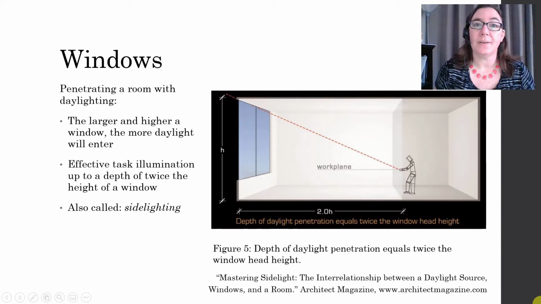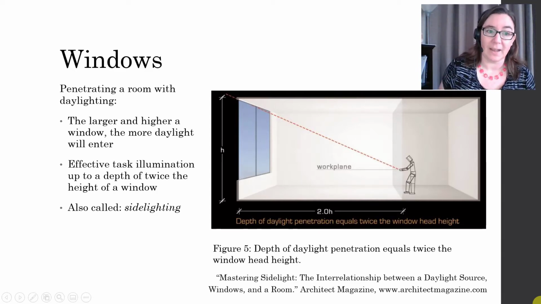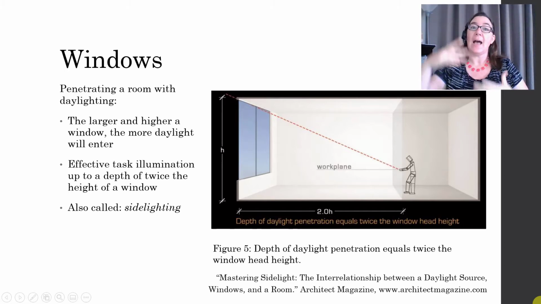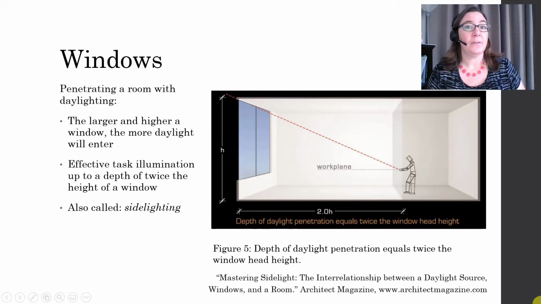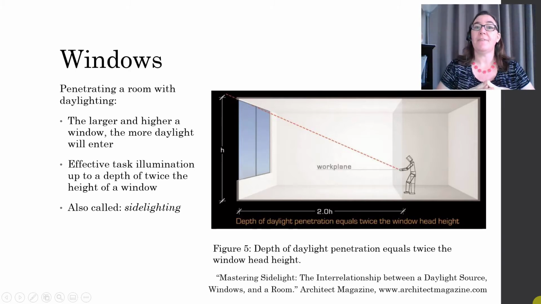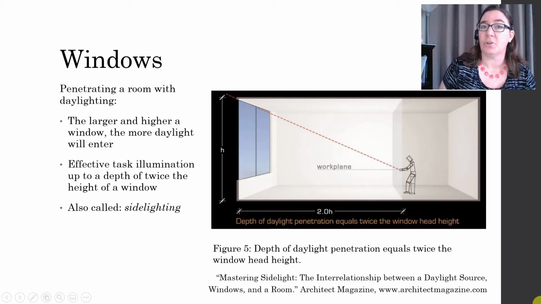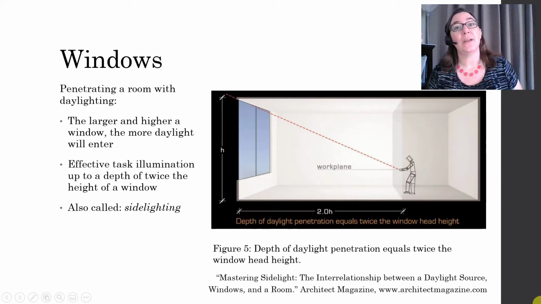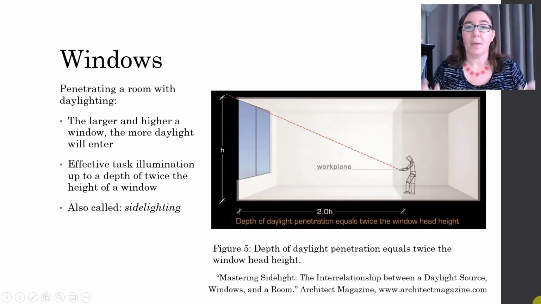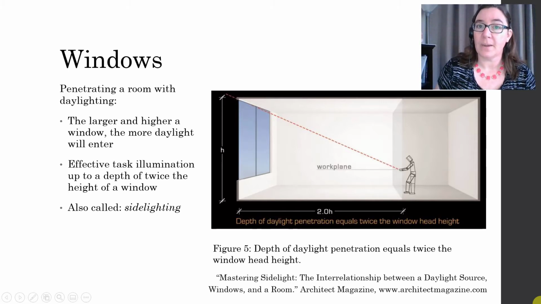Let's talk about windows and daylighting. The first fact is pretty obvious. The larger and the higher a window is designed, the more daylight will enter. But let's quantify it. It turns out that effective task illumination, which is the amount of light that you need to do a task, often at a desk height, as is shown in this illustration, is going to penetrate into a room up to a depth of twice the height of a window.